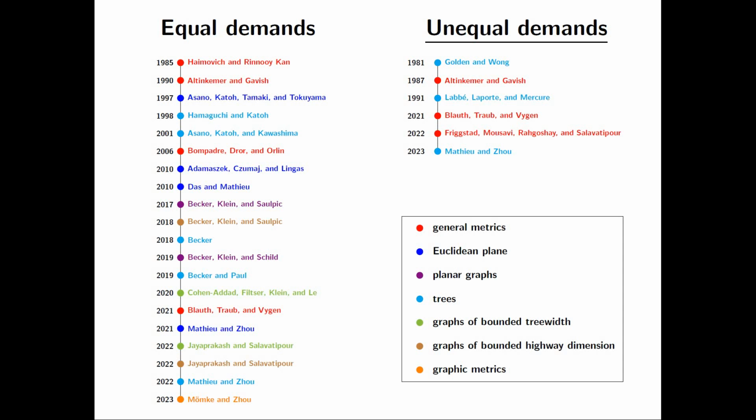Okay, why are there 2 columns? Because there are 2 settings, the restricted setting in which all demands are equal, and the general setting in which the demands might be unequal. So that's more general? Yes, that's the more general setting. In this work, we consider the setting of unequal demands. Our focus is the CVRP on the Euclidean plane. Okay, now we understand how this work fits in the general context.